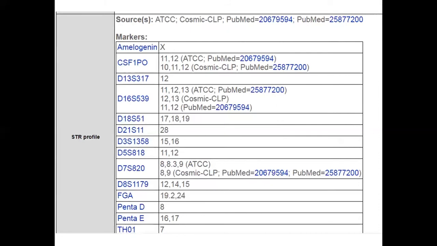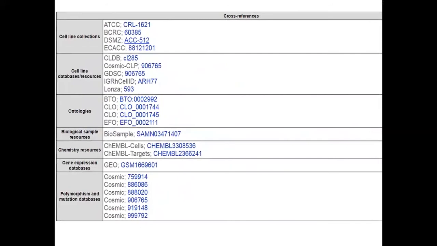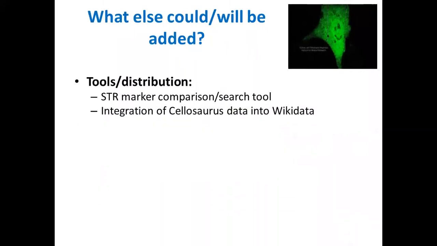But sometimes there are conflicts due to measurement technologies, sequencing, or PCR methodology, and it's important to also capture this information. Okay, yes, it was a last screenshot, but there is still one more to show you, cross-references. So cross-references to different places, cell line collections, resource ontologies, and a lot of different types of resources. Now, what could or will be added to Cellosaurus? Two things in terms of tools or a distribution of the Cellosaurus.